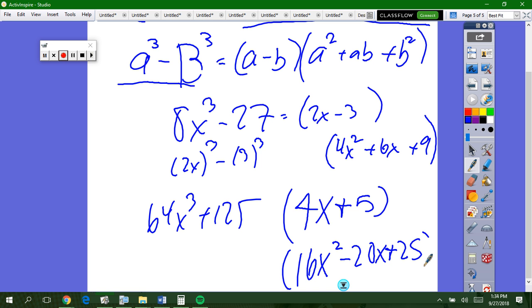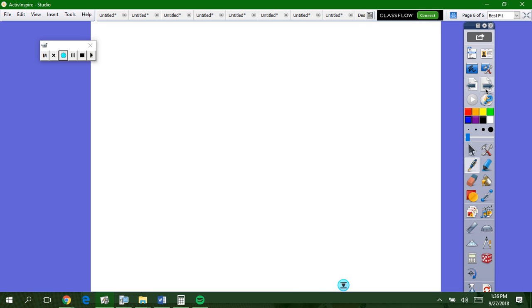Okay, so explain to me how you got the 4. The perfect cube root, huh? Thank you. So she took the cube root of 64 to give her 4, cube root of x cubed to give me x, cube root of 125 to give me 5, right? Then she followed the pattern. She took A and she squared it. She took B and she squared it. She took those, multiplied them, and did the opposite sign, right? That's all it is. Now, what does that mean? Make sure you know what you're doing. Okay? All right, here we go. Onward.